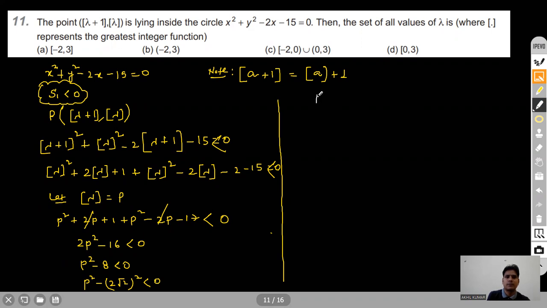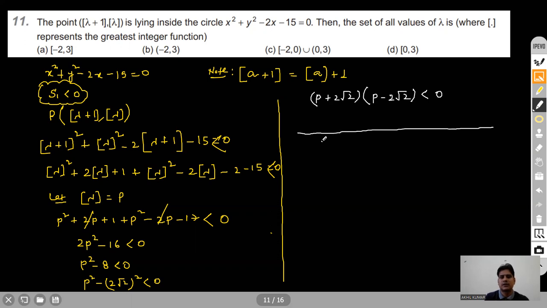So it becomes p plus 2 root 2 and p minus 2 root 2, this should be less than 0. Okay, so let me plot these critical points here. So this will be somewhere minus 2 root 2 and this will be somewhere 2 root 2. Now, as per this inequality, the p should lie between... this will give positive, this will give negative, and a value lesser than minus 2 root 2 will give a positive expression. So we need a negative. So actually p should lie between minus 2 root 2 and 2 root 2, right?